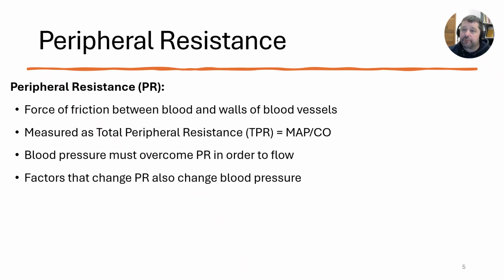Okay, your blood pressure results in increased often to overcome the peripheral resistance. Okay, the more peripheral resistance you have, the more friction you have in the blood vessels, the greater the blood pressure has to be to overcome that friction. That should make sense, right?